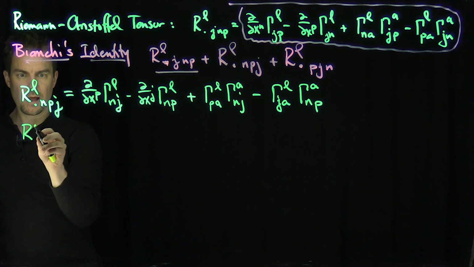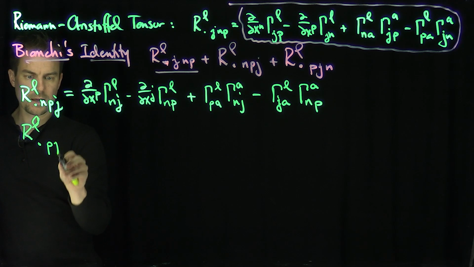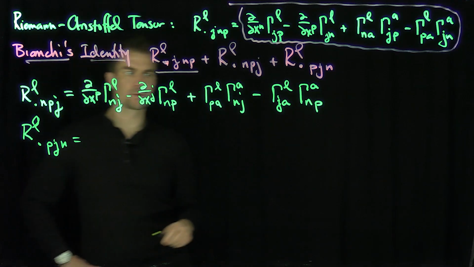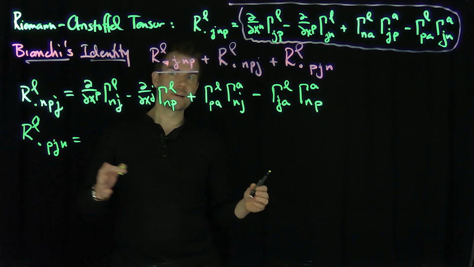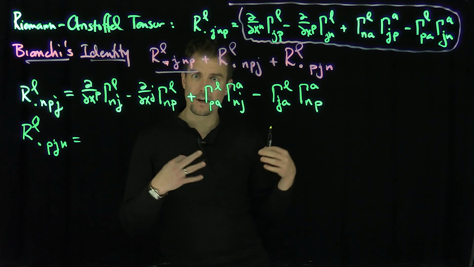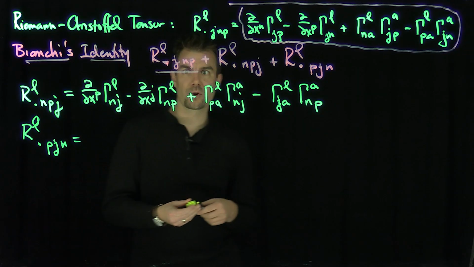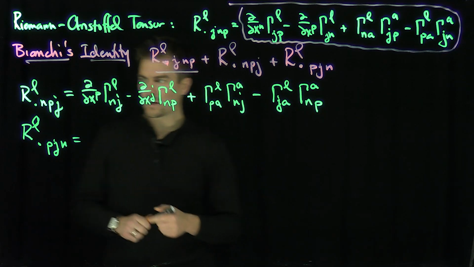So let's do the same trick over here. So I have R^L, dot. I'm going to cycle one more time, right? That's going to be P, J, N. Okay? Let's use the same formula. It's great practice. If you want to learn what the Riemann tensor is, these Bianchi identities are perfect, because if you want to do them directly without any clever tricks like passing to geodesic coordinates, this is the best way to do it. Okay, great.